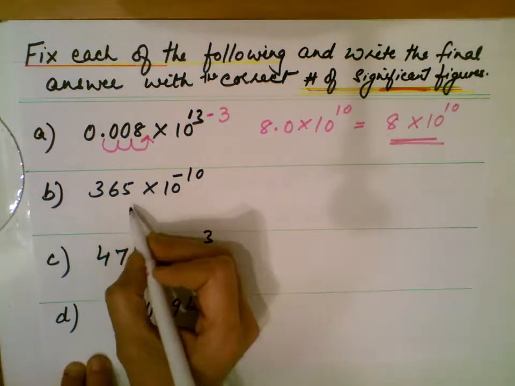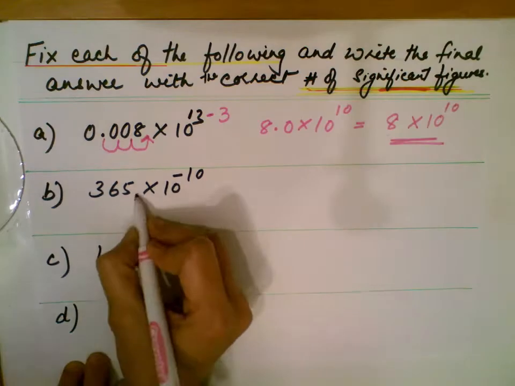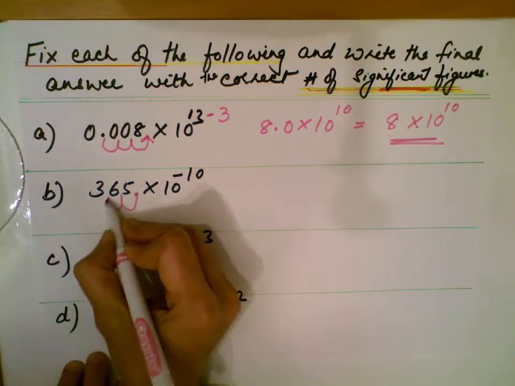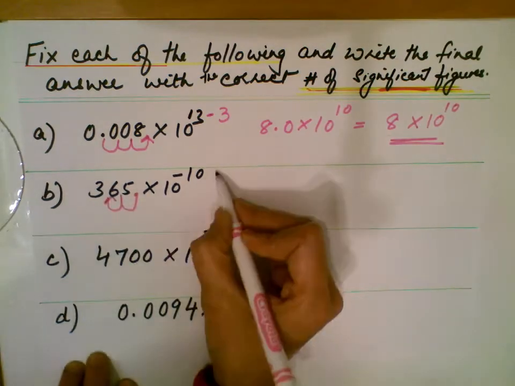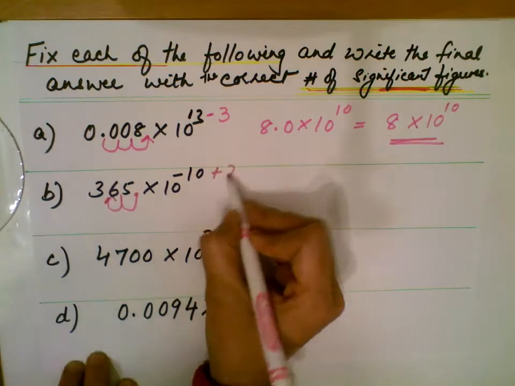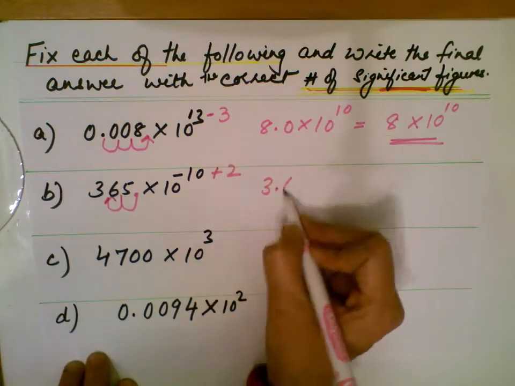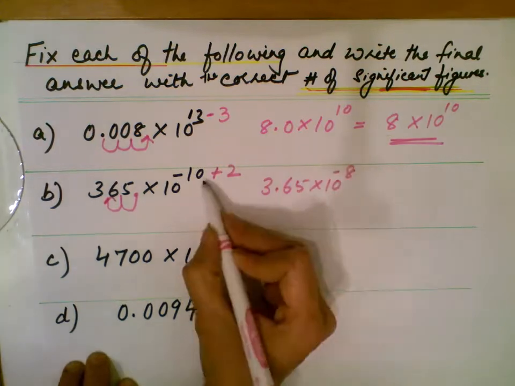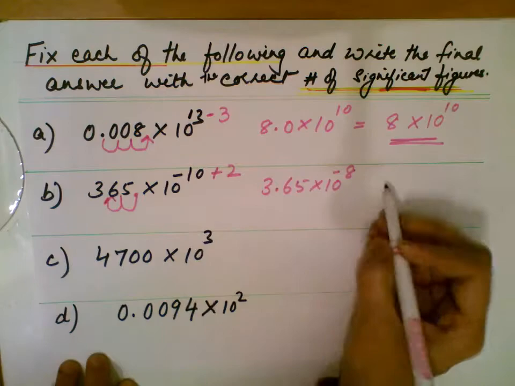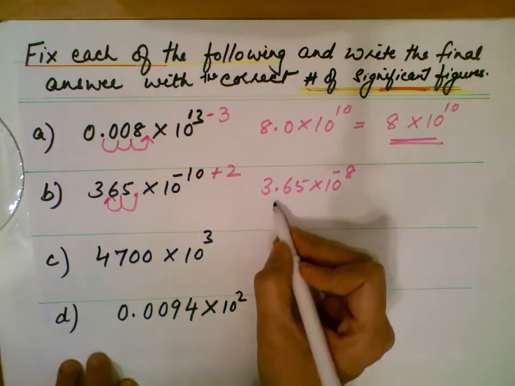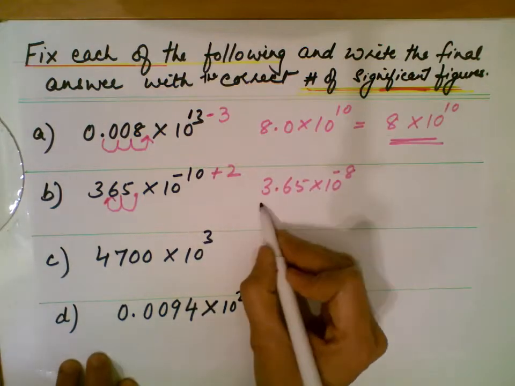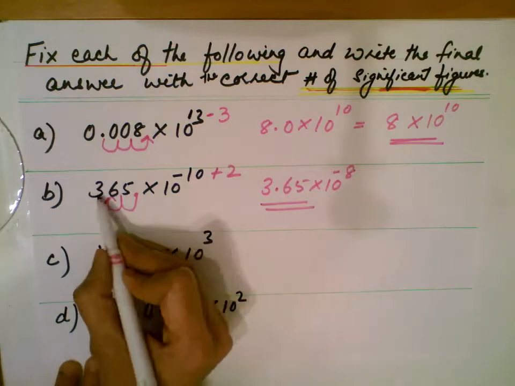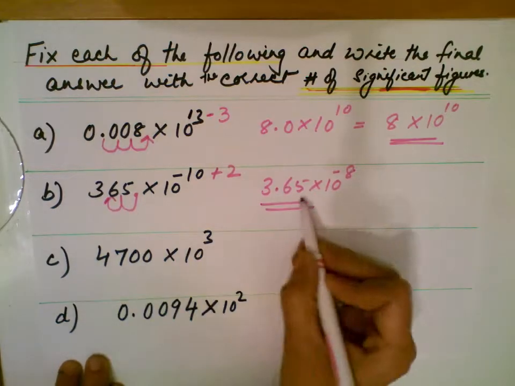This one, you are going to move your decimal 1, 2 places to the left. So since you move 2 places to the left, you're going to add 2, and you're going to get 3.65 times 10 to power negative 8, because it is negative 10 plus 2. And this is fine. This will remain the same, since it is 3 significant figures, 1, 2, 3. So this is correct.